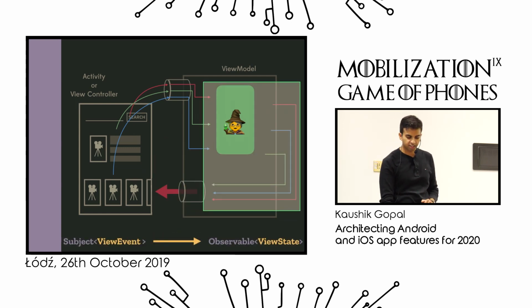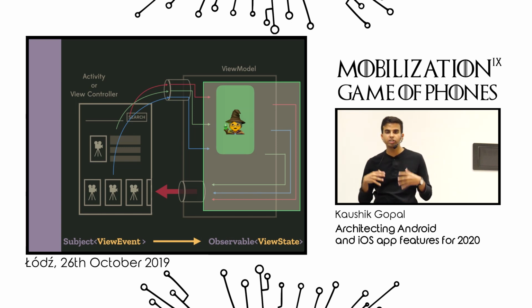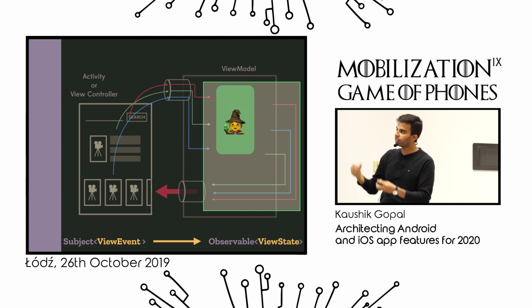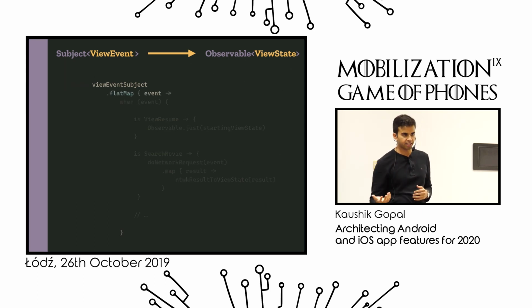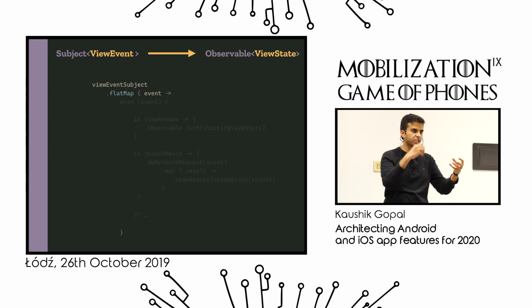Now we're getting to the fun part. This is where all the magic happens, right? I need to take this subject that I have of view events and transform these into an observable of view state. So okay, how do I start off with this? I have the view event subject. What I'm going to do is flat map these. If you've used RX, you should know flat map is basically taking an object and transforming it into an observable of another object, right? So I'm flat mapping each view event to an observable of view state.